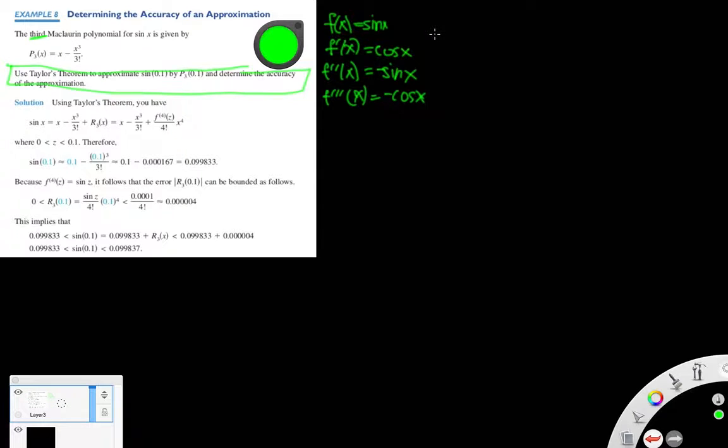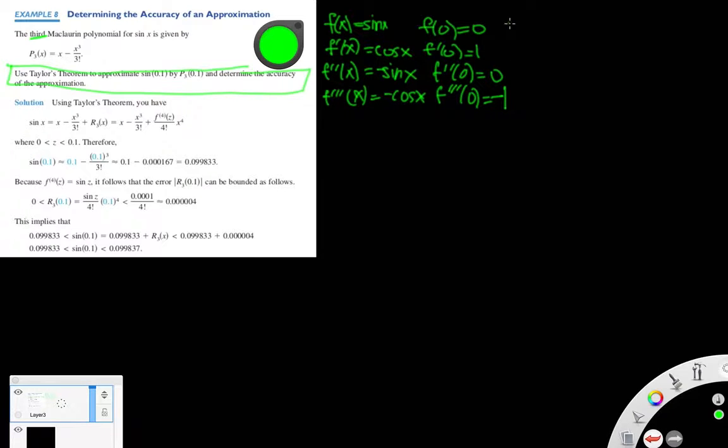Now we do f of c. In this case, c is equal to 0, so f of 0 is equal to sine of 0, which is 0. f prime of 0 is cosine of 0, which is 1. f double prime of 0 is negative sine of 0, which is 0, and f triple prime of 0 is negative cosine of 0, which is negative 1. So there we have our function and three derivatives.